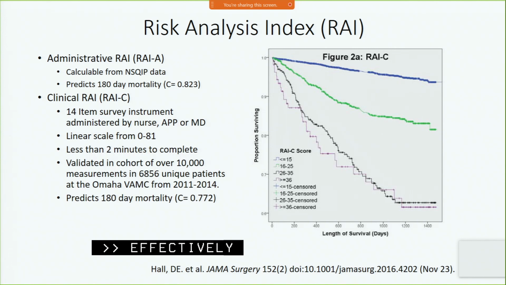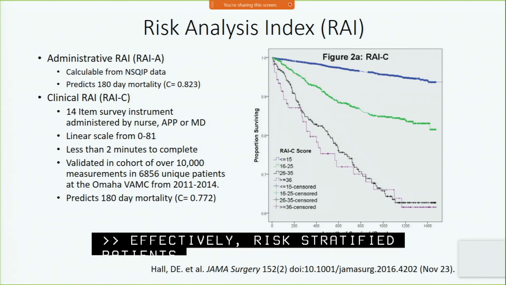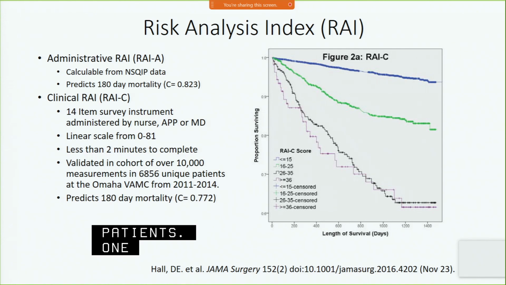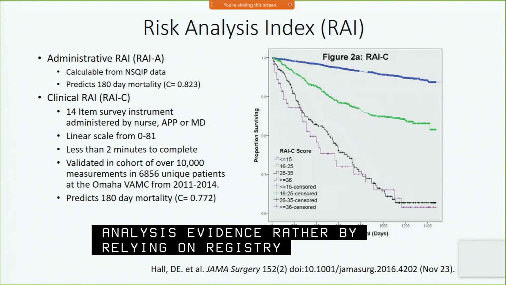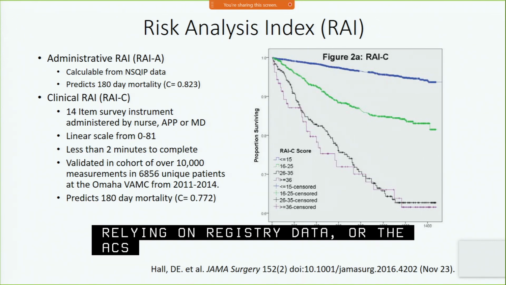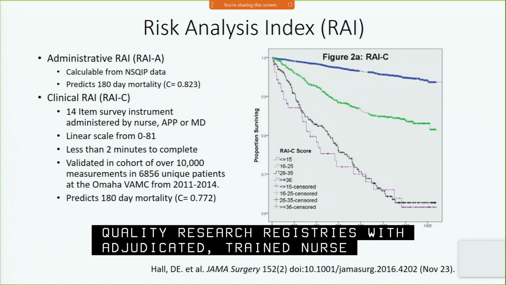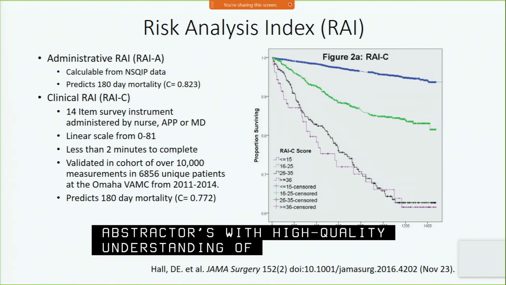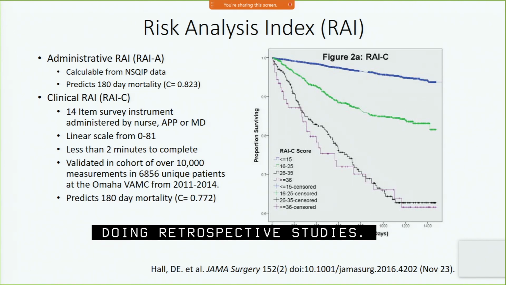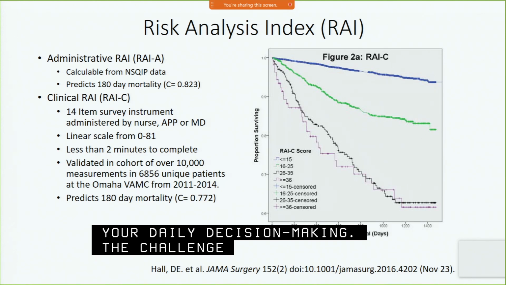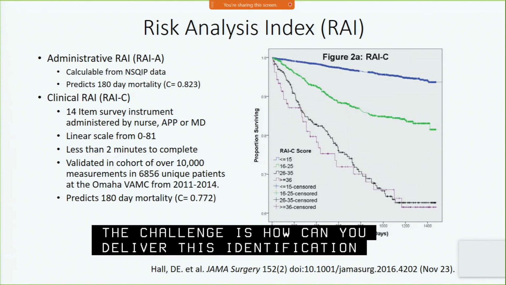One can calculate the risk analysis index either by relying on registry data variables like in the VA Surgical Quality Improvement Project or the ACS NSQIP. These are high quality research registries with adjudicated, trained nurse abstractors with high quality understanding of what has happened by reviewing those charts, and is really great for doing retrospective studies. But in addition, retrospective studies aren't going to really impact your daily decision making. And the challenge, as Dr. Johning pointed out, is how can you deliver this identification of a high-risk patient at the point of care, at the time that critical decisions are being made.